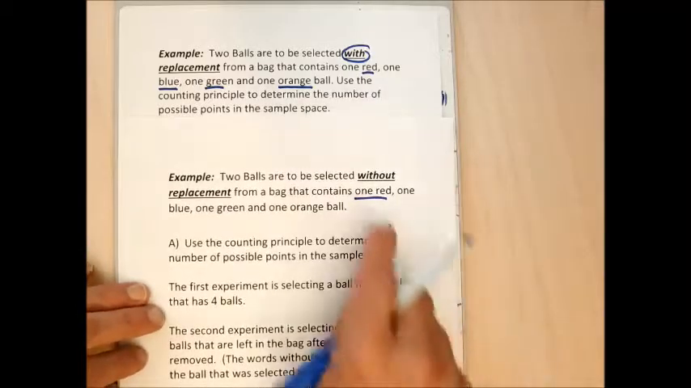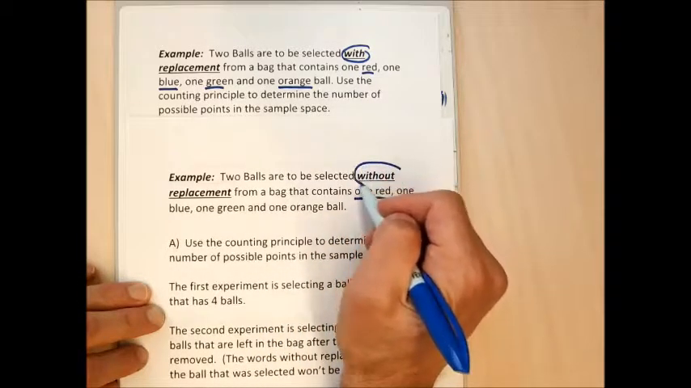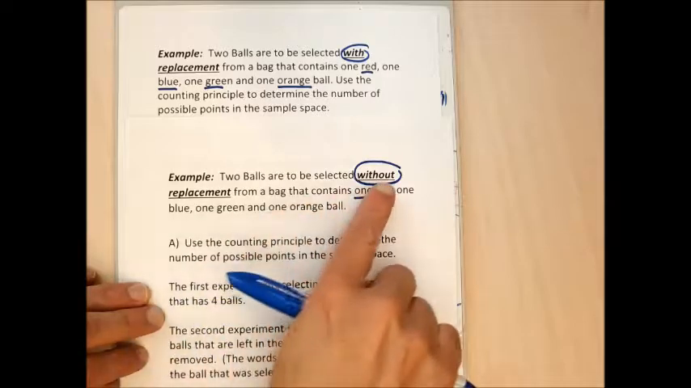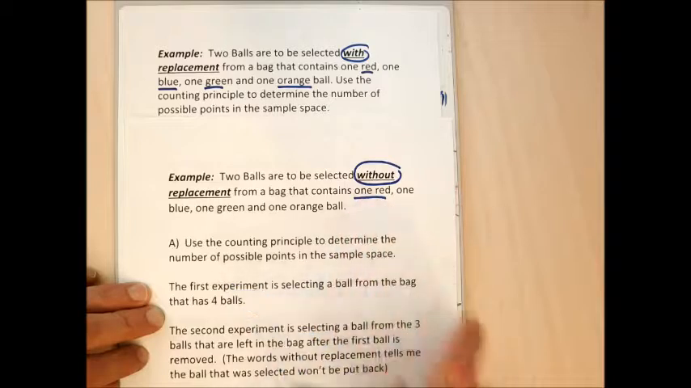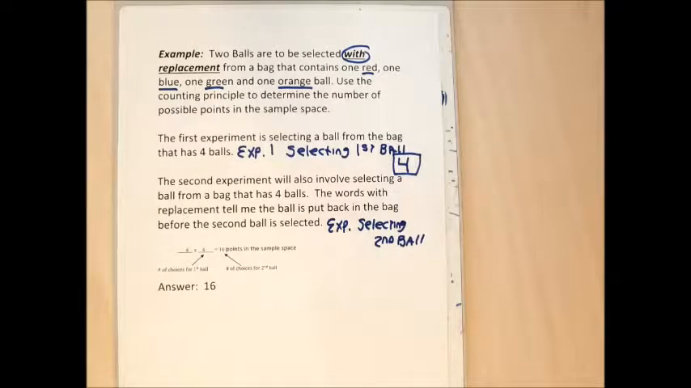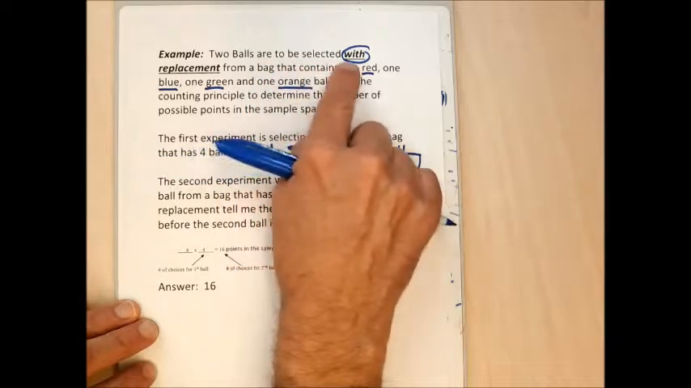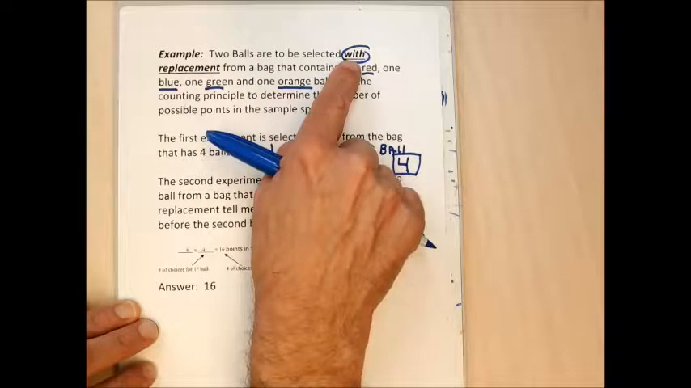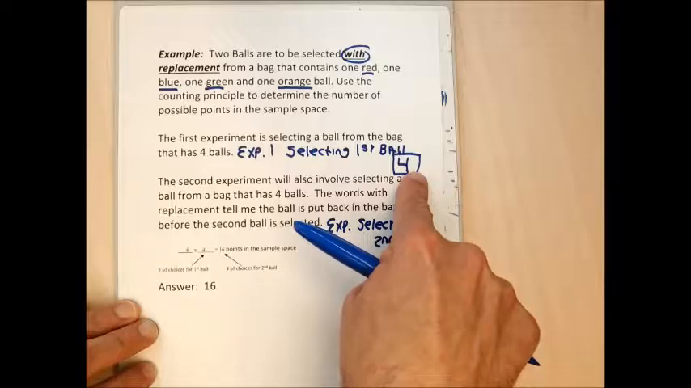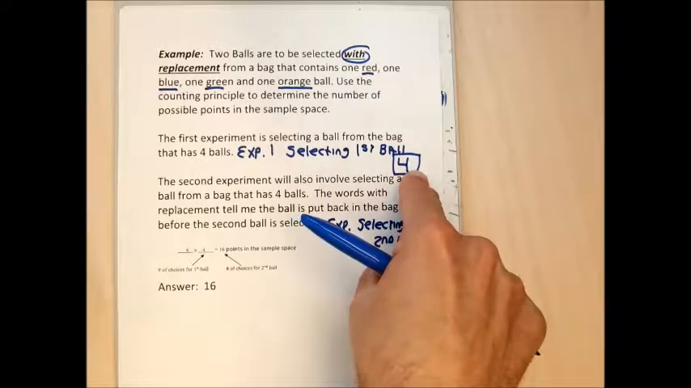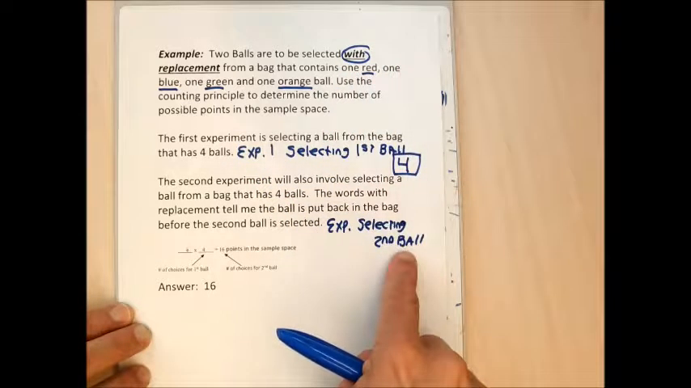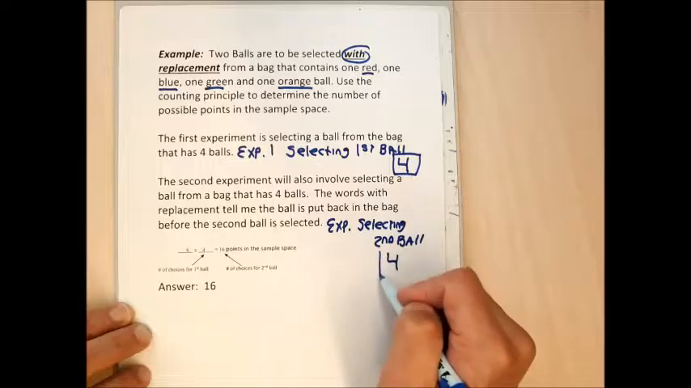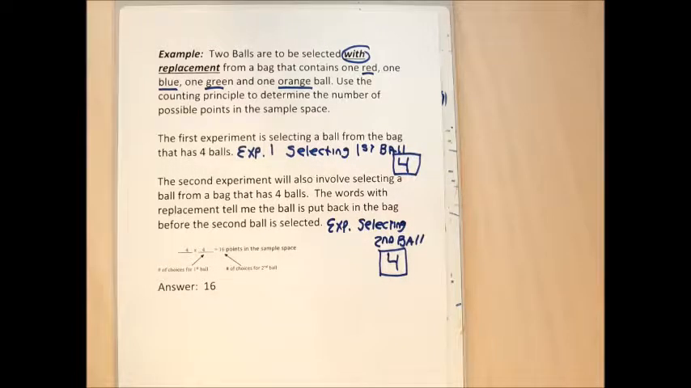The difference from the last problem is that I used the words without replacement. In that one, I took the first ball out and didn't put it back, so my bag went from 4 balls to 3 balls. In this next example, it says 2 balls are being selected with replacement. This implies that there's 4 balls available for the first experiment. You're going to take that ball out, look at it, write its color down, and then you're going to put it back in the bag. For the second ball, there's still going to be all 4 to choose from, because you're putting back the first ball.